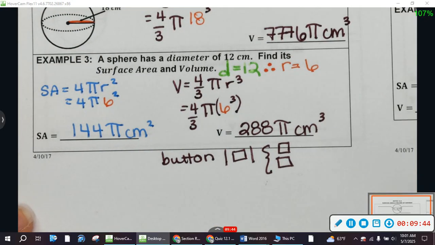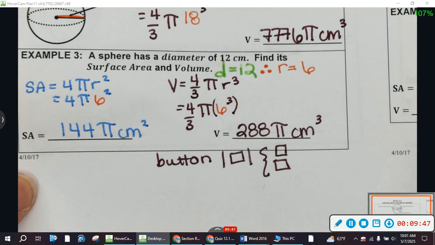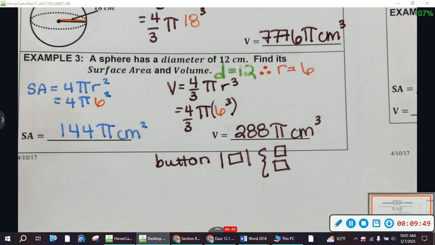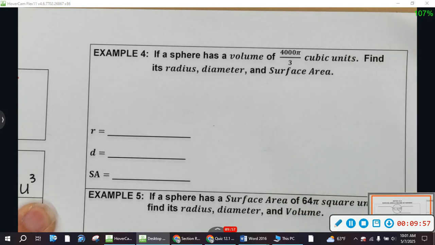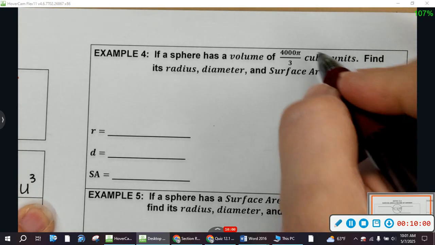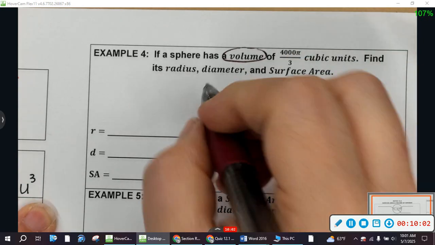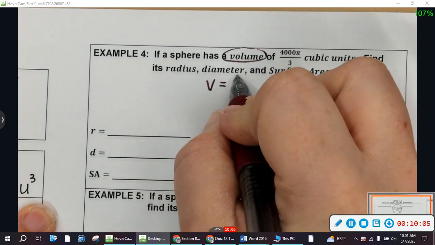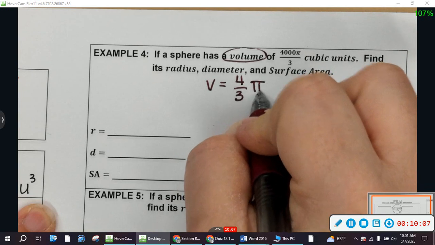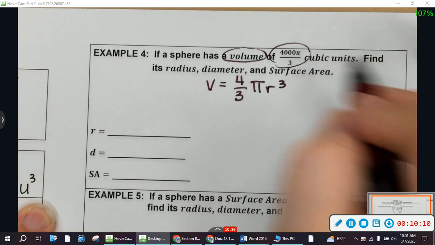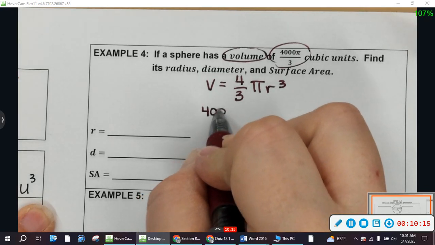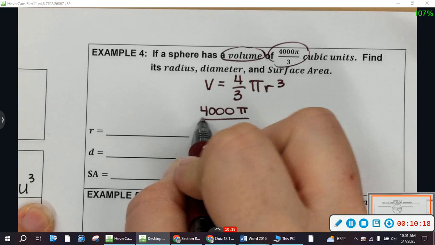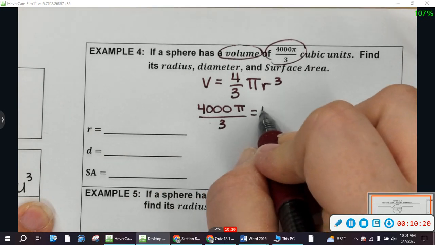All right, now those are pretty easy. It's the other 3 questions on the other side where we work backwards. So we're going to concentrate a little more time on this. We are given the volume. If we're given the volume, that means I need to write down my volume formula. And it says that it is 4,000 pi over 3. So I'm substituting that in for my V.